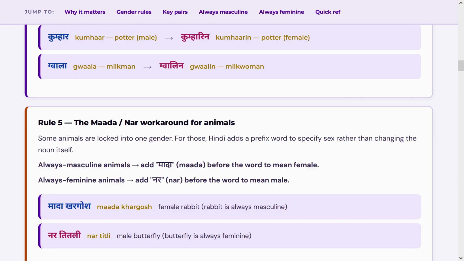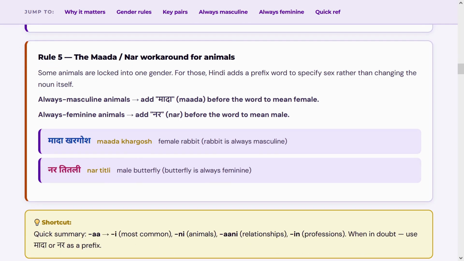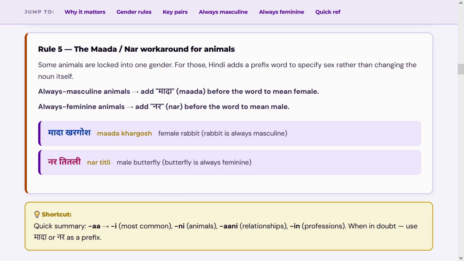Now rule number 5: some animals are locked into one gender. For those, Hindi adds a prefix word to specify sex rather than changing the noun itself. For always masculine animals, add maada before the word to mean female. For always feminine animals, add nar before the word to mean male. For example, maada khargosh, female rabbit. Rabbit is always masculine. Nar titli, male butterfly. Butterfly is always feminine. Now you might be wondering why I haven't discussed the animals here. I will discuss them when I talk about which categories of words are always masculine and which are always feminine. At that time you will come to know which animals are always masculine and which are always feminine.